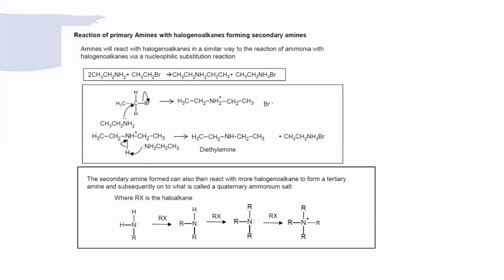Next, the reactions of primary amine with halogen alkane, and what they can form as a result is a secondary amine. So amine will react with halogen alkane in a similar way to the reaction of ammonia with halogen alkane. It's a nucleophilic substitution reaction. If you remember, you did this in AS chemistry.